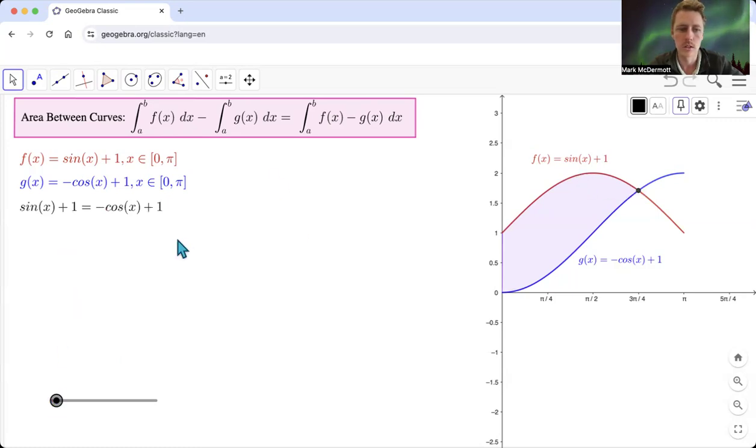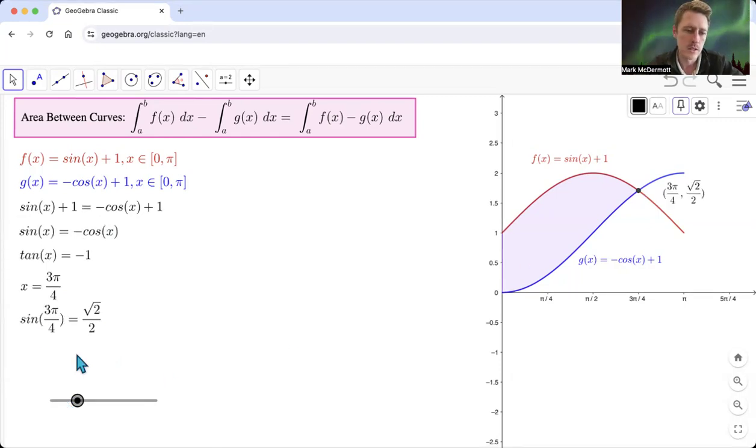In order to find the intersection, you let the functions equal each other, and then you try and solve them. So subtract 1 from both sides, divide by cos x, which gives you tan, and then you think about your unit circle. For what values of x does tan x equal negative 1? And hopefully you come to the conclusion that it's 3 pi on 4.